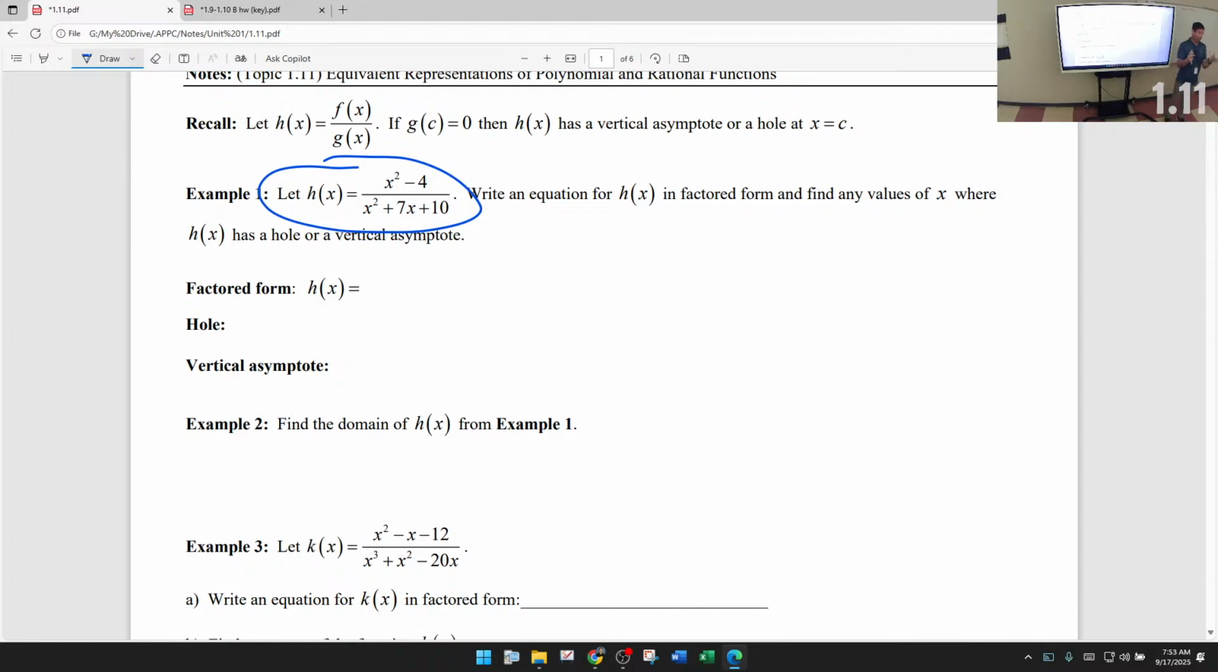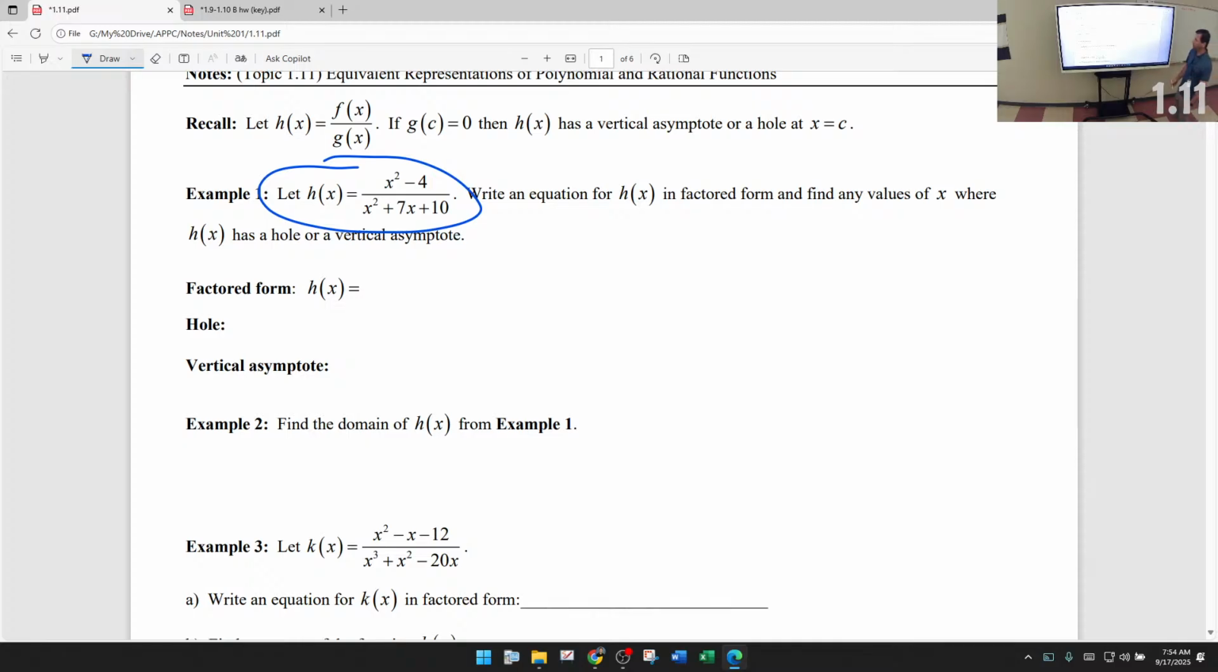And most everything is going to factor, because if it doesn't factor, you have to use the quadratic formula, and we're not testing to see if you know how to use the quadratic formula. We're not really testing to see if you know how to factor, although, okay. So h of x is this. Write an equation for h of x in factored form and find any values of x where it has a hole or a vertical asymptote.